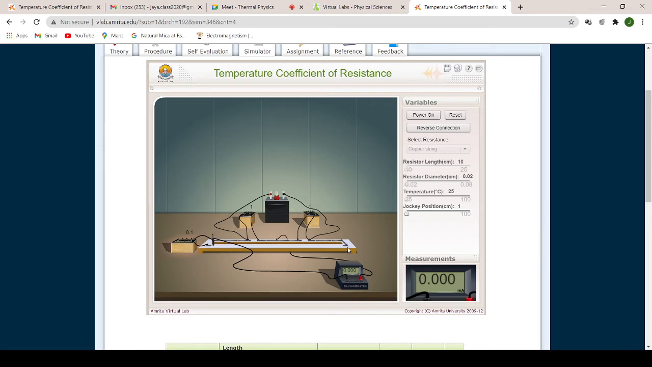Now you have to see where. So now if you look here, the galvanometer reading is shown here. It is shown here also. It is getting zoomed here and it is shown here. So when you adjust the jockey, it has to show 0 deflection. Okay, so let me move the jockey first.